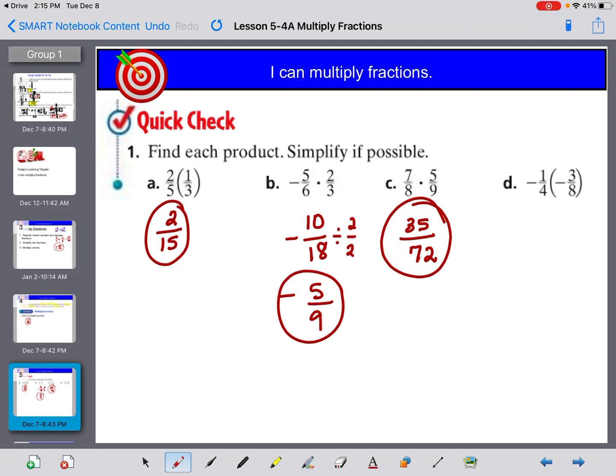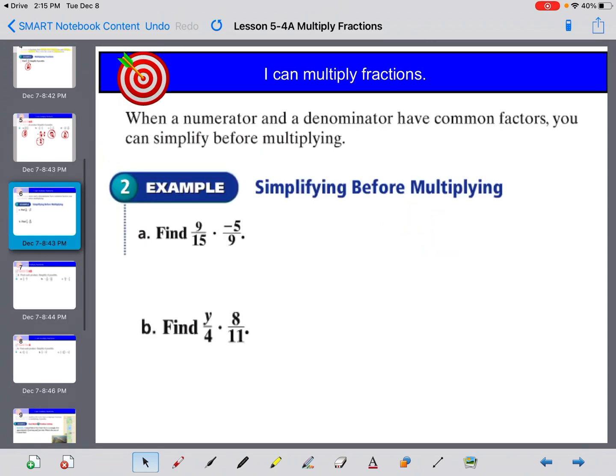Letter D. A negative times a negative, I know to be a positive answer. 1 times 3 is 3. 4 times 8 is 32. 3/32. And I can't simplify that any further.